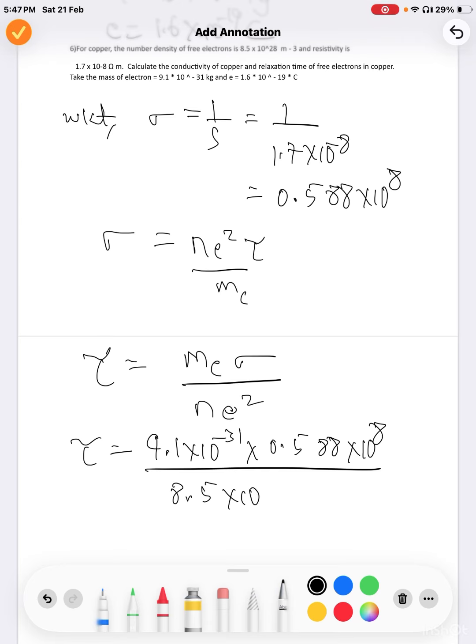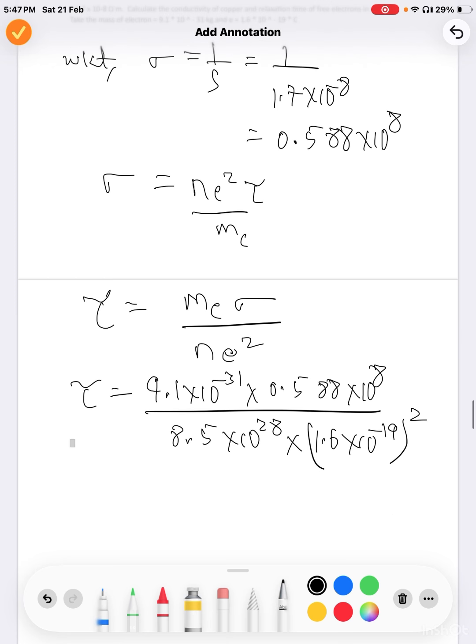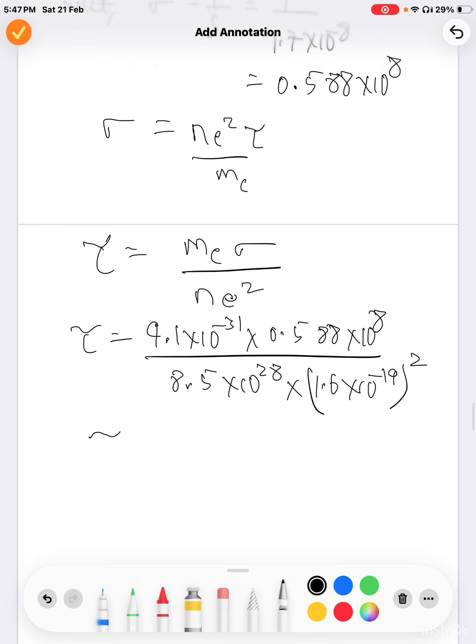8.5 10 to the power of 28 into 1.6 10 to the power of minus 19 whole square. So this will become 9.1 into 0.588 will become 5.351 10 to the power of 31, means that is become minus 23.